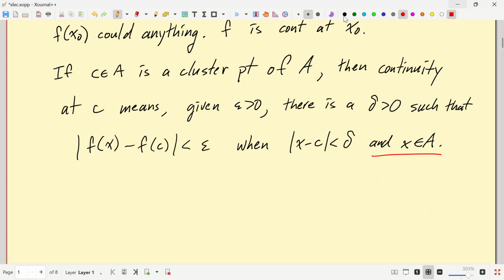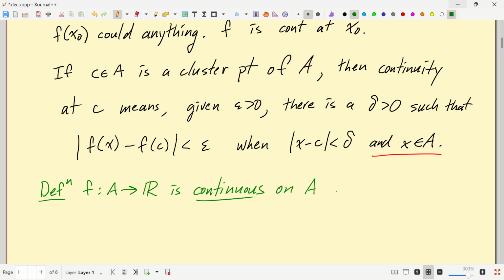And of course, the definition you know from freshman calculus is that f is continuous on a set if it's continuous at each point in the set. f from A into the reals is continuous on A means f is continuous at each point in A.